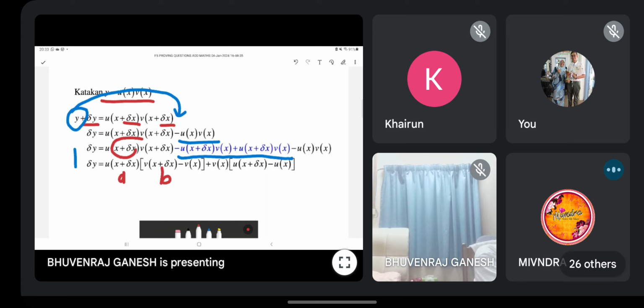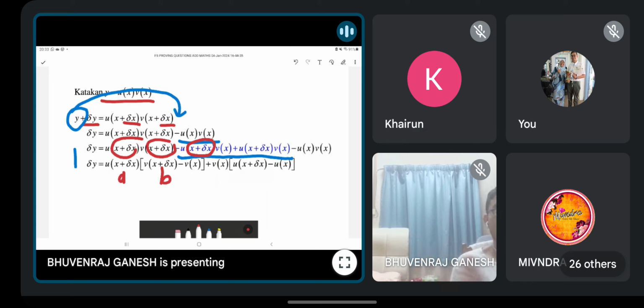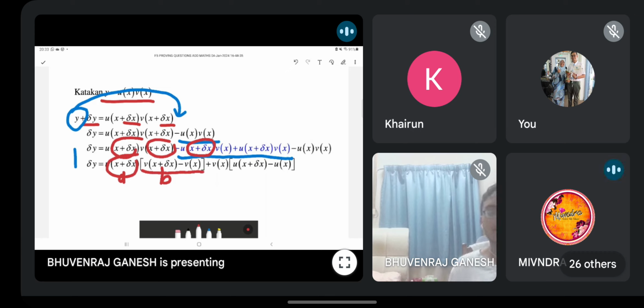Okay, lepas tu, basically, you just factorize all of these out lah. Kamu faktorkan semua ni keluar. That's why this one come out. Then everything else in the bracket you salin. Okay, because that one is the factor serupa lah. So that's why we factorize outside.